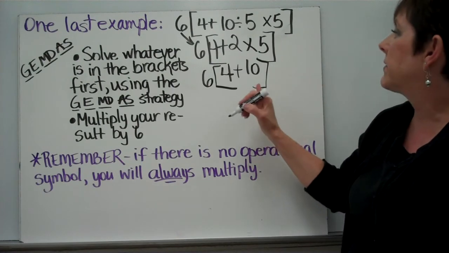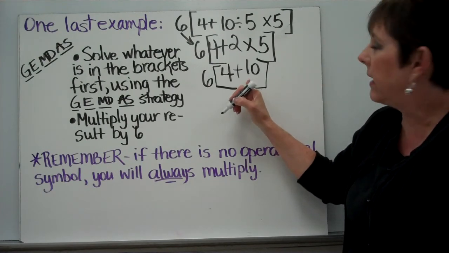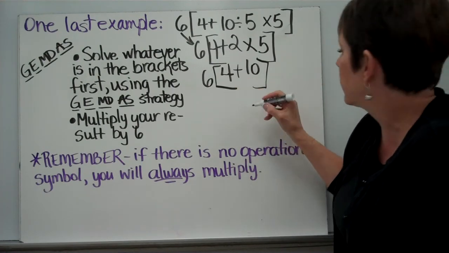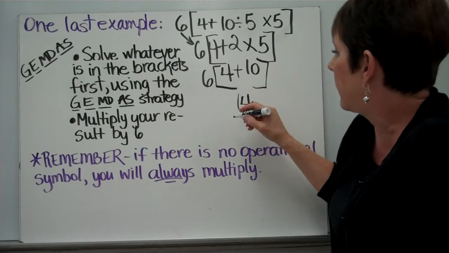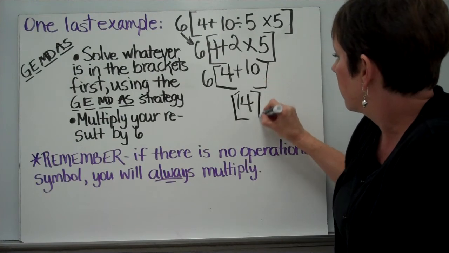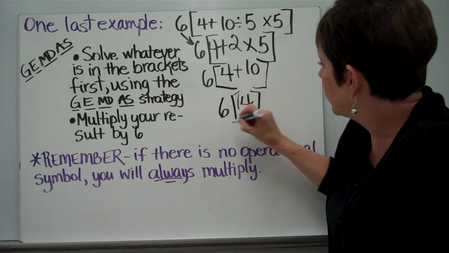All right. Now I see there's only one thing left in my brackets. 4 plus 10 is 14. All right. I've done everything in my brackets. And I have my 6.